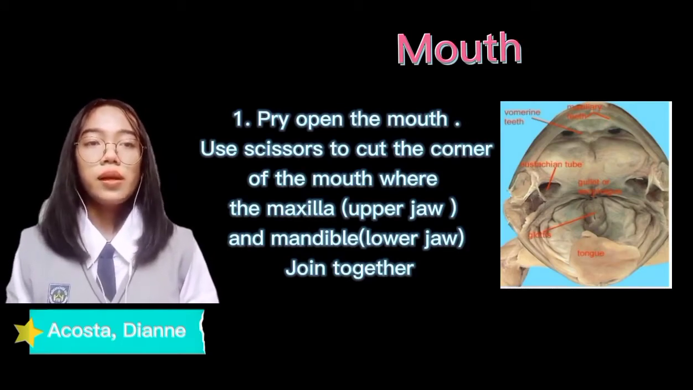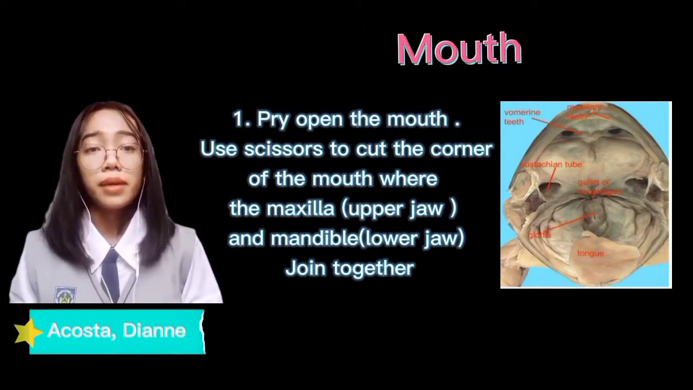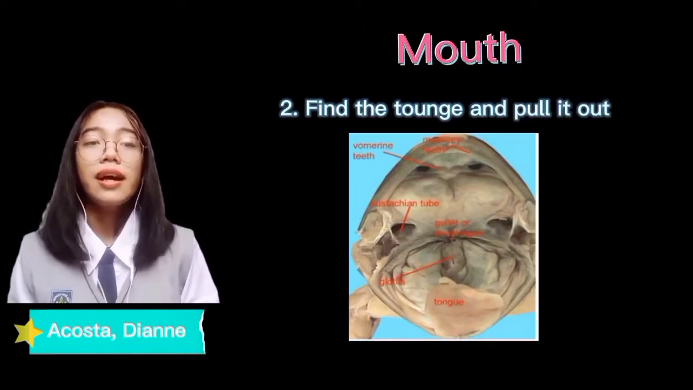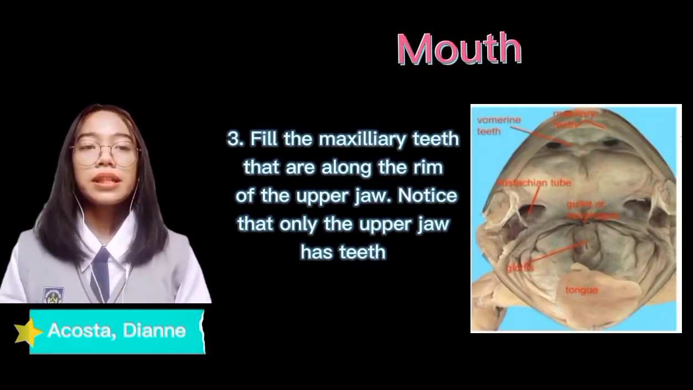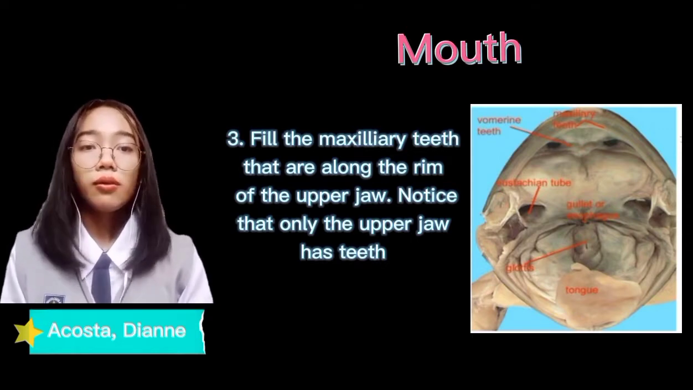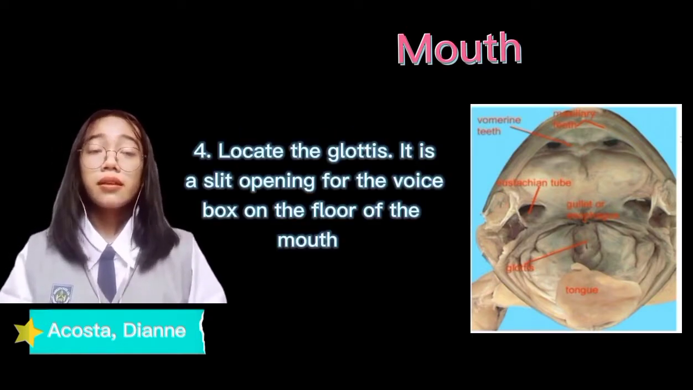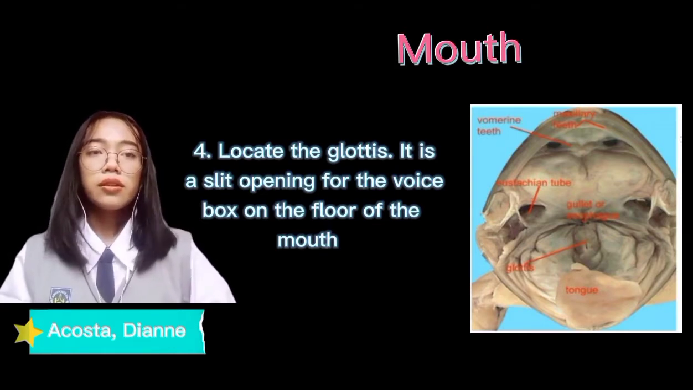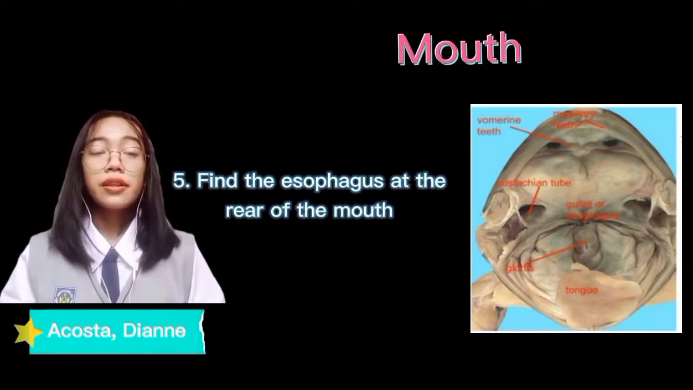Mouth. First, pry open the mouth. Use the scissors to cut the corner of the mouth where the maxilla, upper jaw, and the mandible, lower jaw join together. Second, find the tongue and pull it up. Third, feel the maxillary teeth that are along the rim of the upper jaw. Notice that only the upper jaw has teeth. Fourth, locate the glottis. It is a slit opening for the voice box on the floor of the mouth. Fifth, find the esophagus at the rear of the mouth.